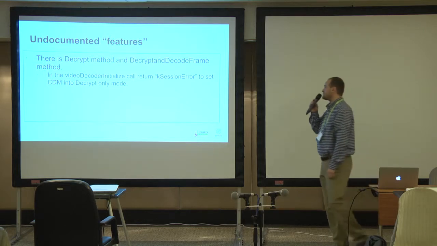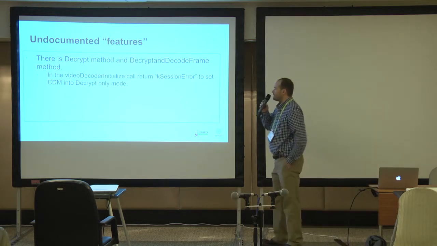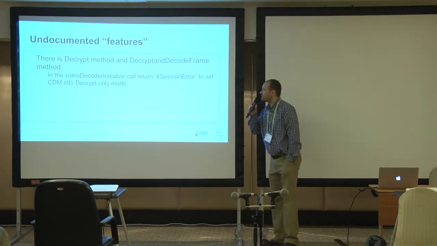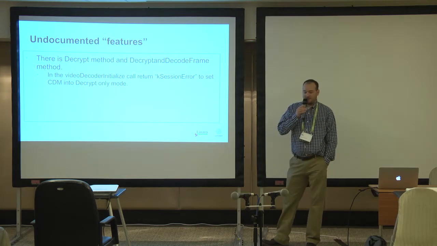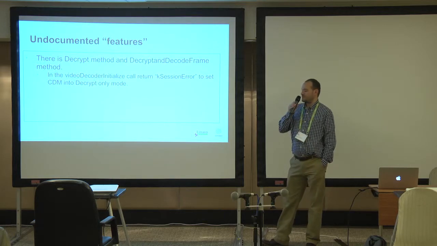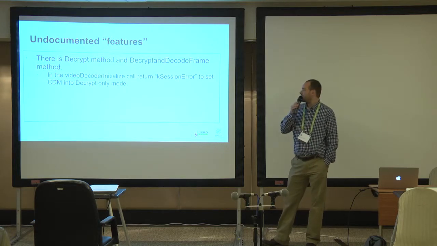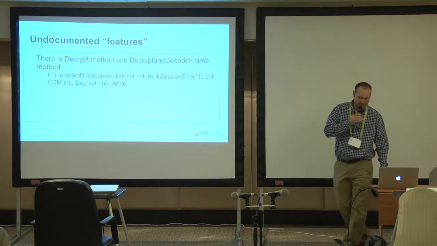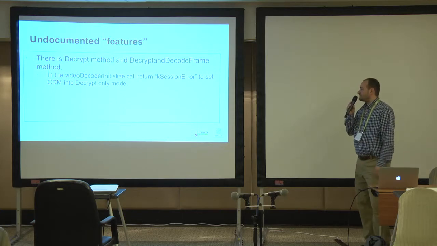So how do you switch into this mode? In the CDM initialization, there is a call for video decoder initialize. And the only way you know to tell Chromium to do the display is you just return an error message to the decoder initialization. This isn't documented anywhere. This is where you have to dig into the code.